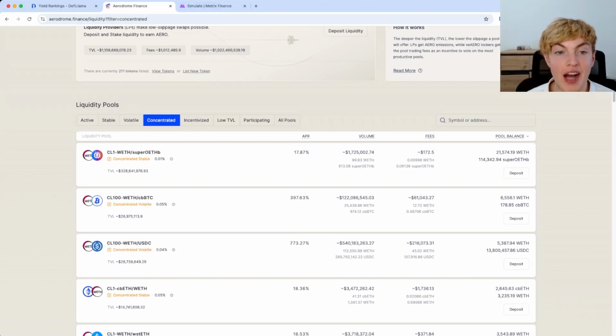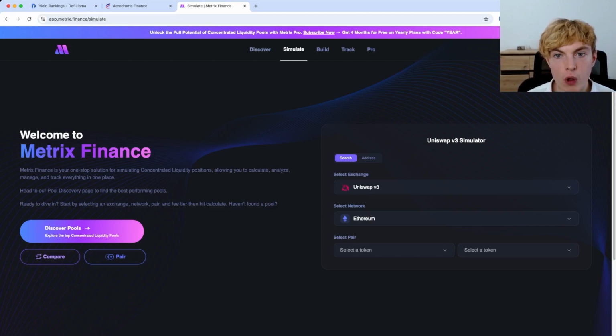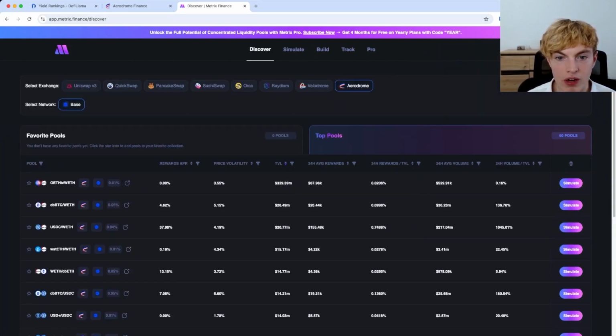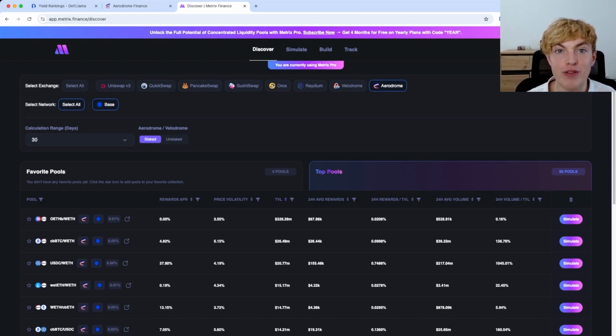And if we are going to use concentrated over on Aerodrome, that is where we'd want to dive into Metrics Finance. So we'd go over to the Discover tab on Metrics Finance and click Aerodrome on the Base network. Once again, this is available on the free version of Metrics Finance, but there are some features on the paid version that are really helpful, such as narrowing down your pools using filters, etc.